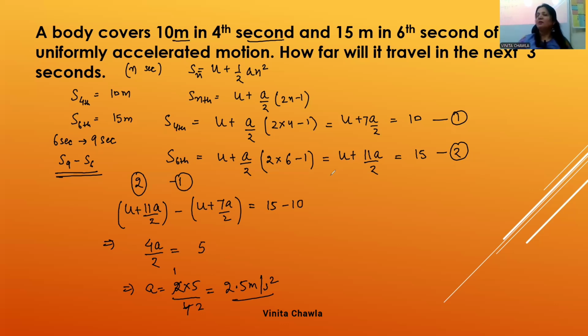Similarly, as we have found this acceleration, the same way we can find the value of u. Put this value of a in equation 1: u plus 7 by 2 into a, where a is 5 by 2, is equal to 10. So you'll get the value of u from here. It is 10 minus 35 by 4. 40 minus 35 is 5 by 4 meter per second. Or we can write it as 1.25 meter per second.